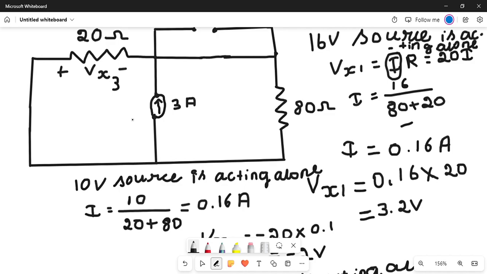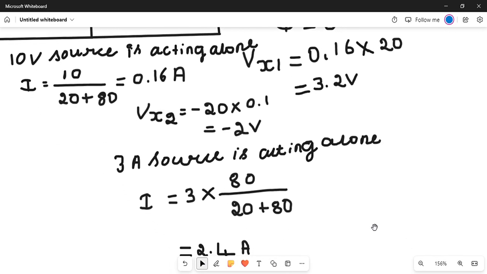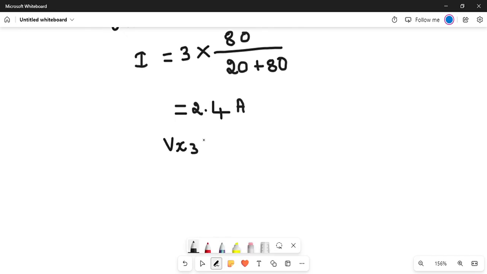The total voltage is equal to the sum of all the voltages when any independent source acts alone. So now let me start again. I'll have my Vx3. If I try to find my Vx3, according to Vx3 it is minus 20 into 2.4 ampere, so the resultant I get is minus 48 volt.